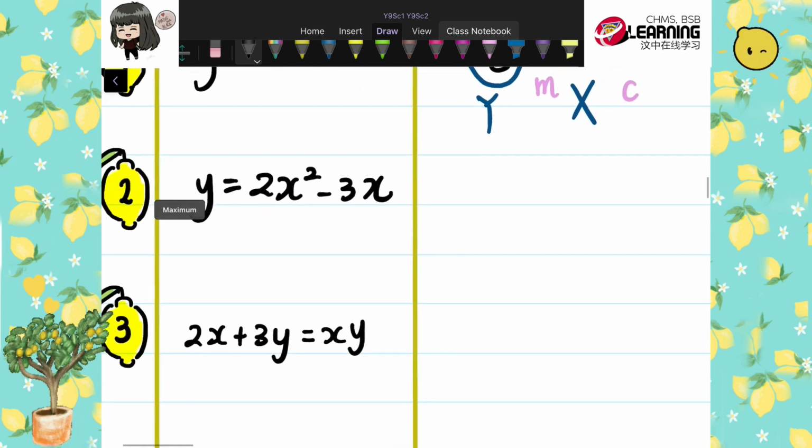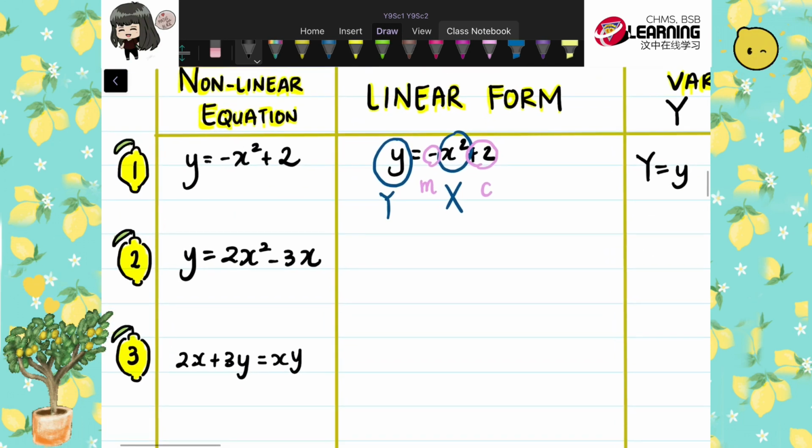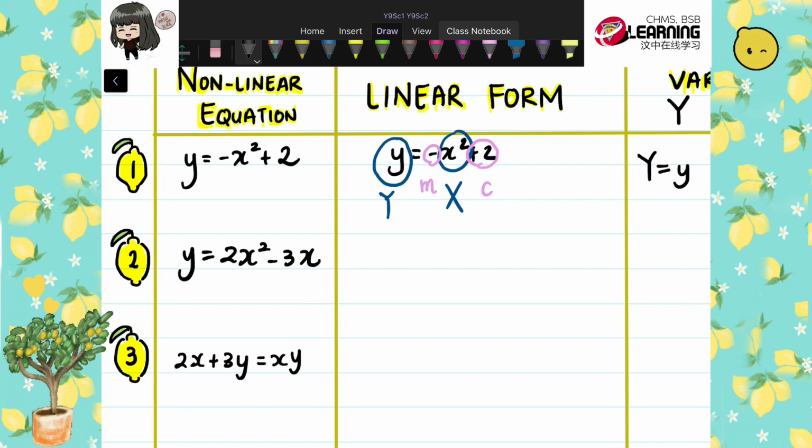Okay, so number 2, how are we going to convert this to linear? Can we just state, hold on, I write down the equation first. Y equals to 2x squared minus 3x. Can we just say that this is your big Y, this is your big X, and this is your M, and this is your C? Think. What do you think?